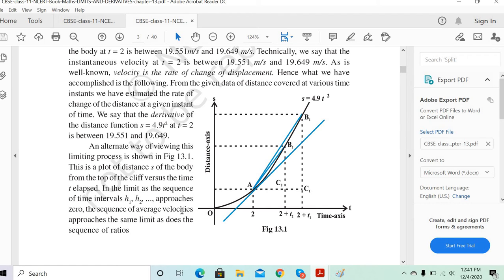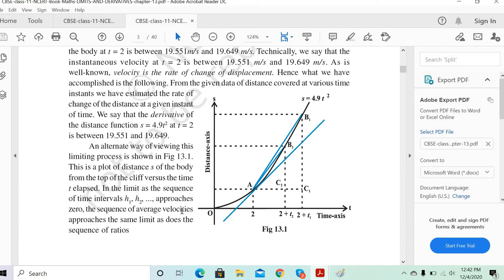Now, as you want to find the velocity, it will be given as the slope of the line. So first you take the two points A and B1. A B1 is the slope, because you have taken time at 2 seconds and then it is 2 plus T1, so it goes to B1 now. So we find the slope now. What will be the slope? Slope will be B1C1 by AC1, vertical distance by horizontal distance. Correct?